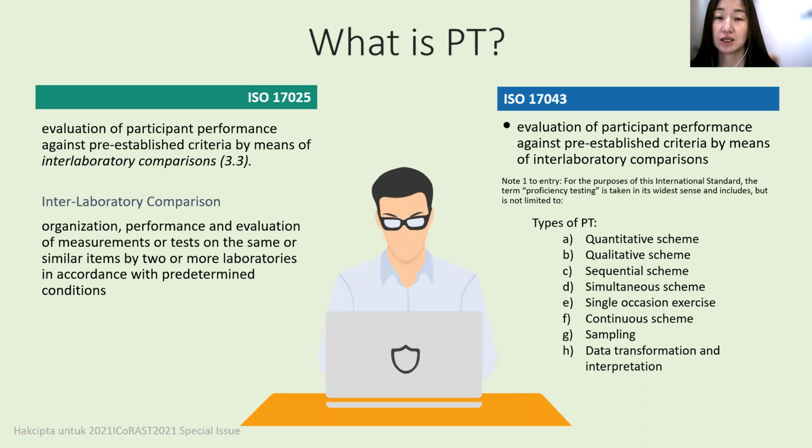What is PT? Based on ISO 17025 and ISO 17043, they have the same definition, which is evaluation of the participants' performance against pre-established criteria by means of interlab comparison. From here, we can see the types of PT: quantitative scheme, qualitative scheme, sequential or simultaneous scheme, single occasion, continuous, sampling, or data transformation. There are a few types of PT here.